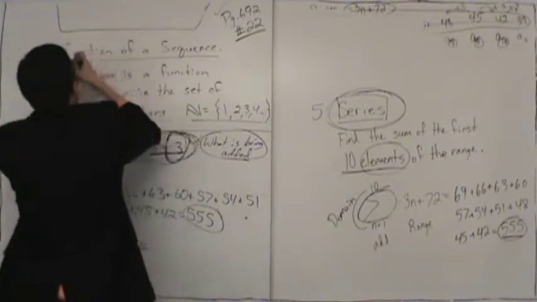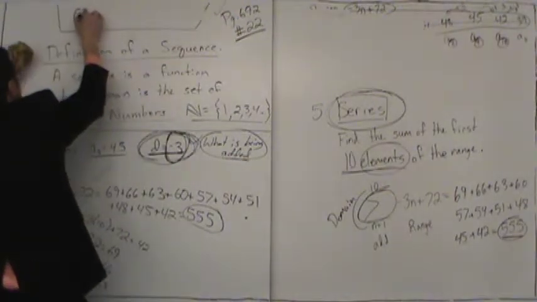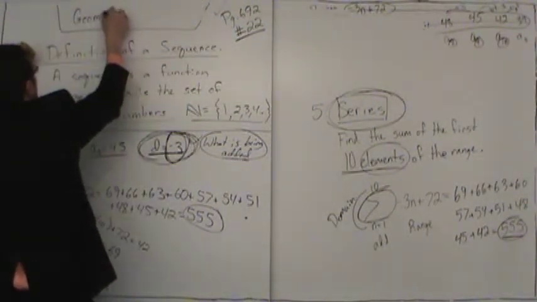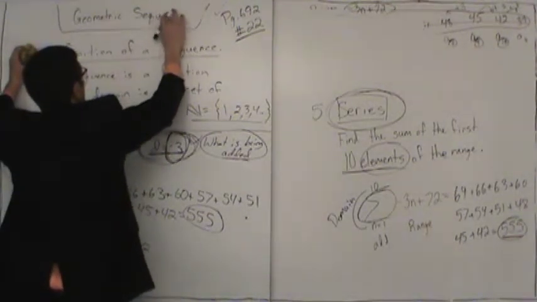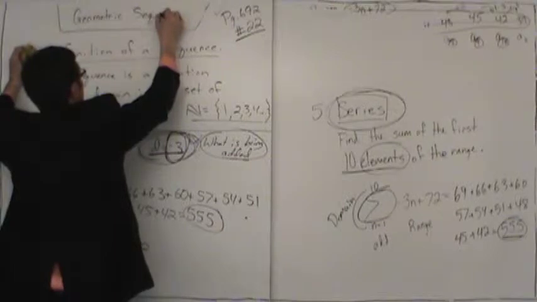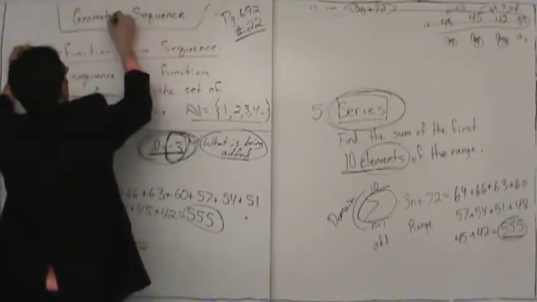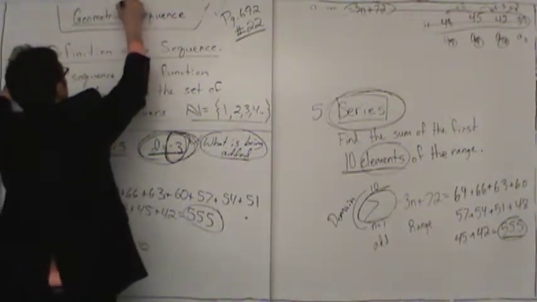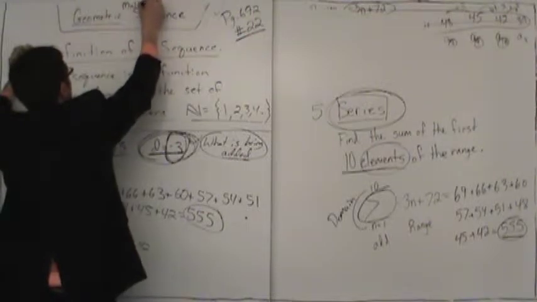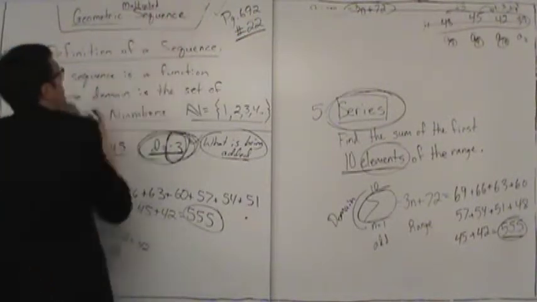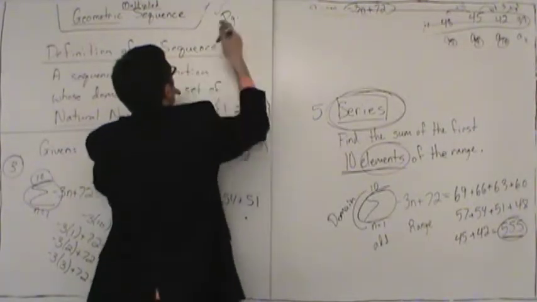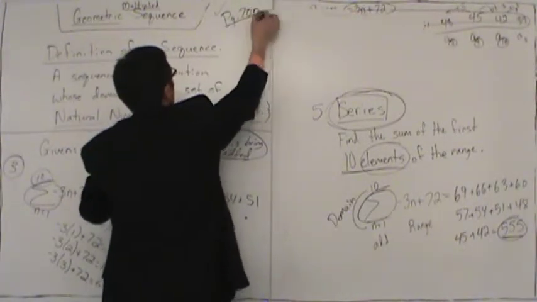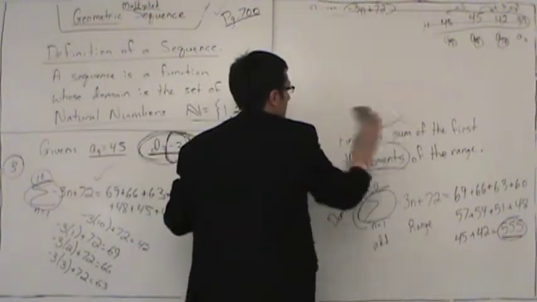This topic is geometric sequences. Now arithmetic sequence meant something is being added. Geometric sequence will mean something is being multiplied. Something is being multiplied. And we will be on page, not 692, we'll be looking at page 700. Page 700 now. Erase this off the board.